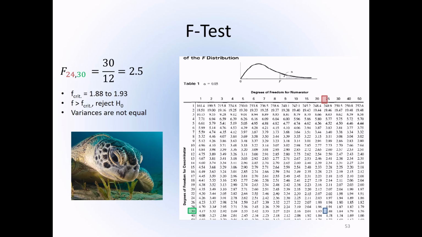We know that our test statistic of 2.5 is greater than this, so we can reject the null hypothesis. The variances between the Gulf of Mexico and the greater Atlantic Ocean are not equal for this particular example.